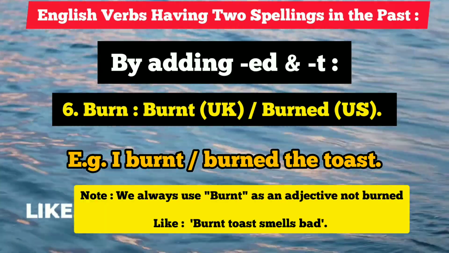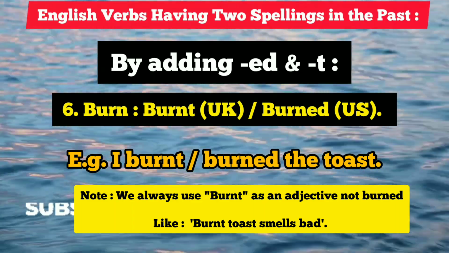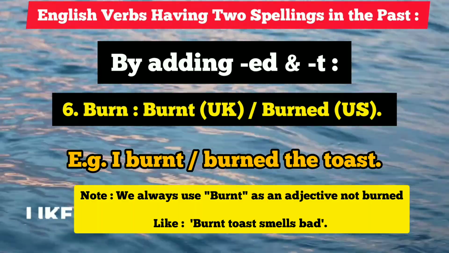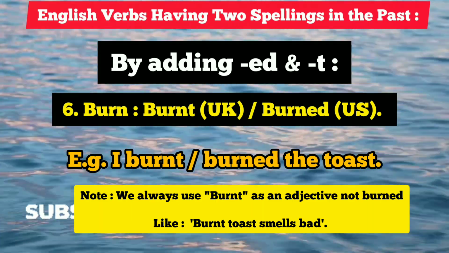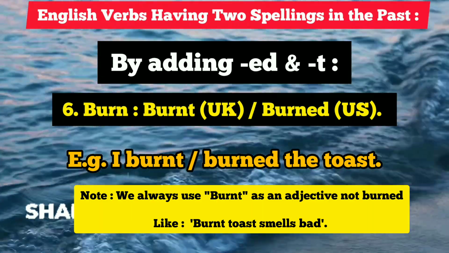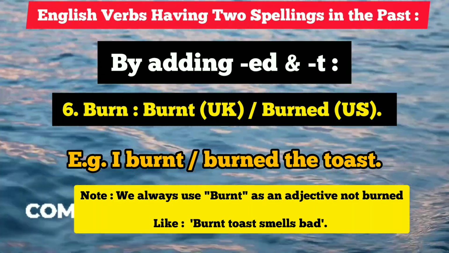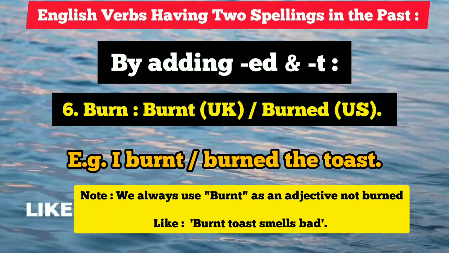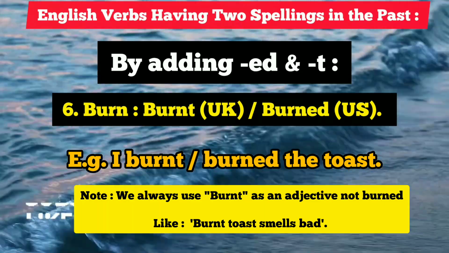When it comes to adjective, we always use burnt as an adjective, not burned. So when we want to use this as an adjective, burnt is the standard form and that is acceptable. You cannot use burned as an adjective. So you can say burnt toast smells bad, not burned. So here you cannot use adding ed, you have to use burnt. That's the adjective form of burn. Burnt toast smells bad, not burned.